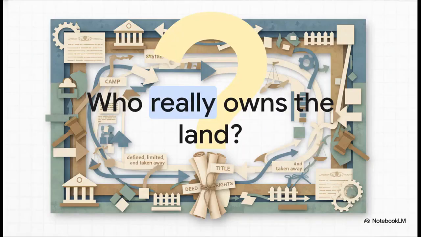I mean, it seems so simple, right? You've got a deed, maybe a title in a safe somewhere, but in the eyes of the law, ownership is really just a bundle of rights. And those rights can be defined, they can be limited, and sometimes they can even be taken away by this huge, complex system of land laws.